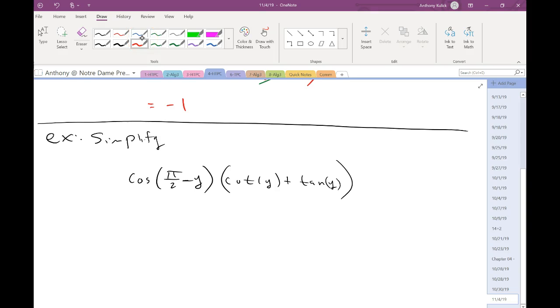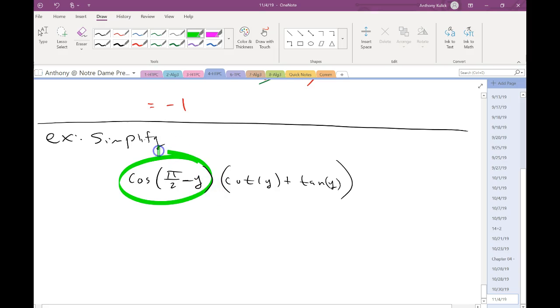All right. What do you guys want to do first on this one? Yeah, right? Let's get rid of that. And that is one of our cofunction identities. That can just turn into a sine y. What now?